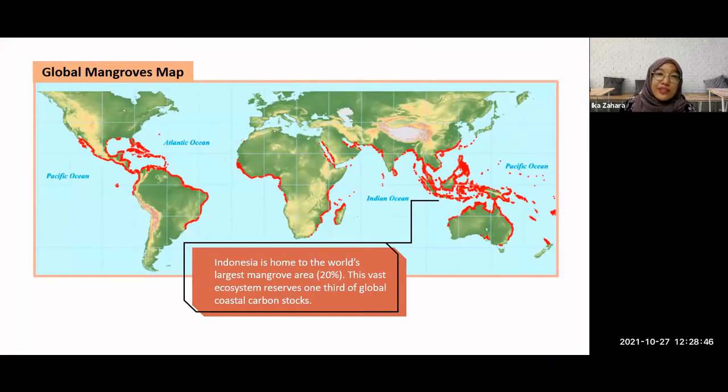And relating this aquaculture to the mangrove forest, this is the global mangroves map. As you can see, there are red areas in this map, and most of the red areas are concentrated in Indonesia. And red area means the mangrove forest, and it is known that Indonesia is home to the world's largest mangrove area, where 20% of global mangrove is located in this country. And not only about the mangrove itself, but it also reserves 1/3 of global coastal carbon stocks.